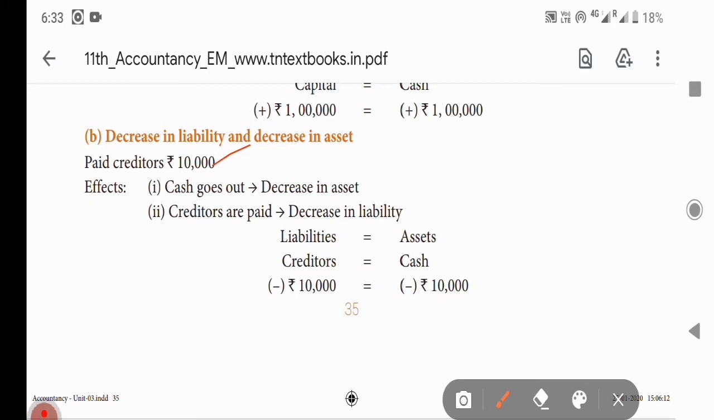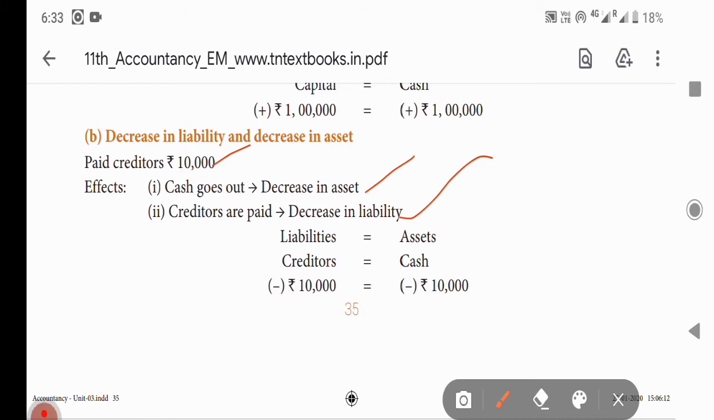So there are two effects. One is cash, it's going out. We are paying the amount to the creditor, so the cash is going out. Debit what comes in, credit what goes out. Cash is going out, so it is credit. So decrease in asset. Here the cash amount is decreasing. Next one is creditors are paid. Whom are we paying? Creditors. So there is a liability also. For us it is decreasing, so decrease in liability.